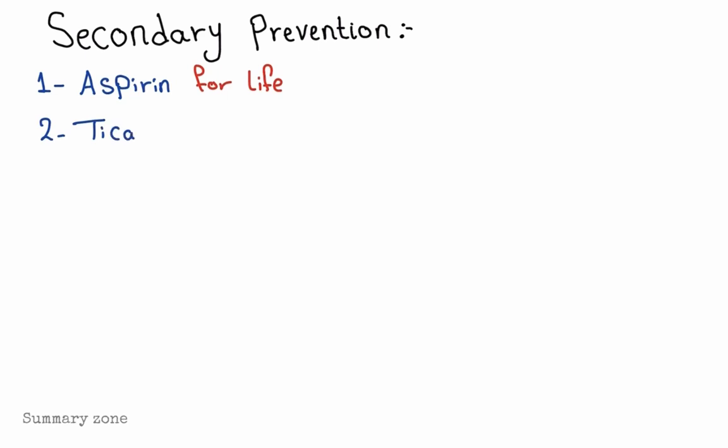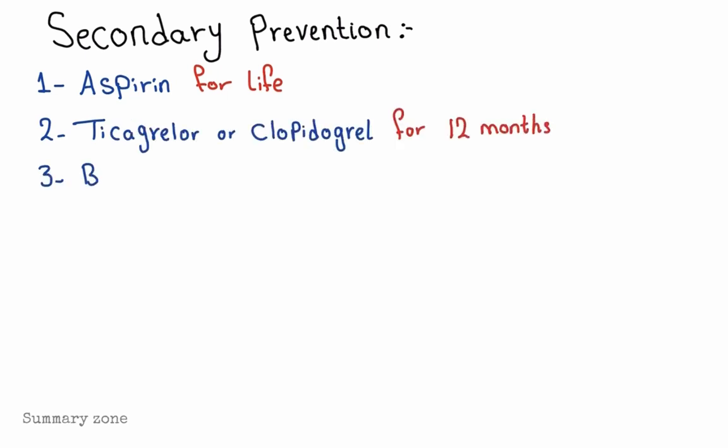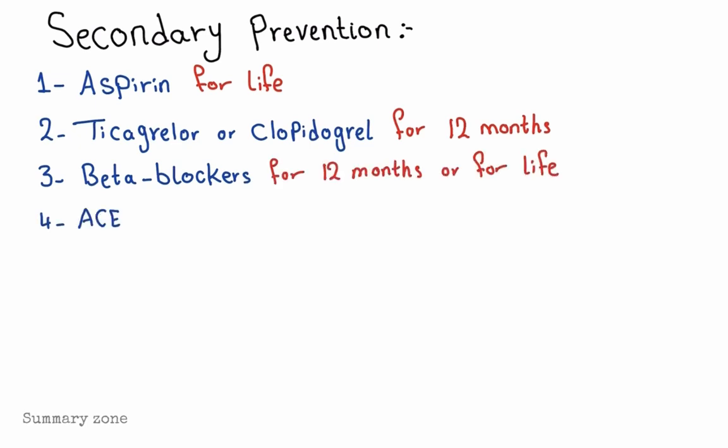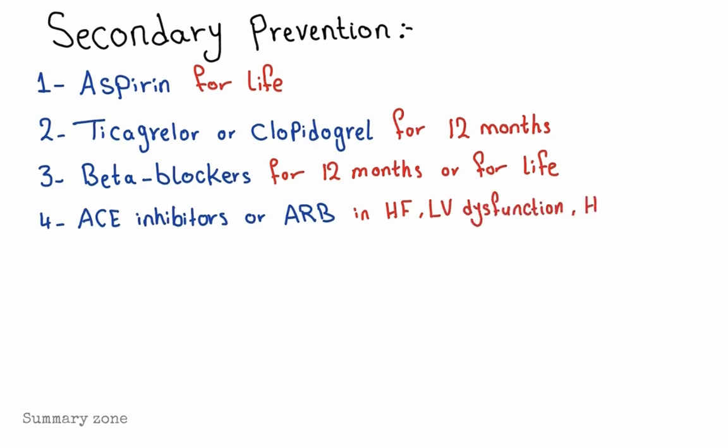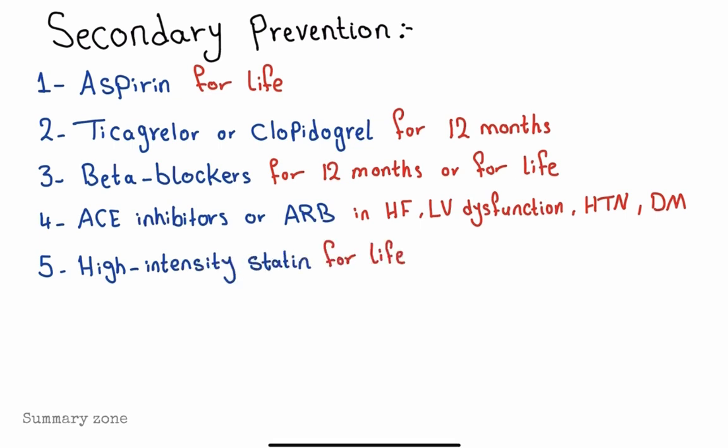The long-term medication regimen, often called secondary prevention, includes aspirin for life, a second antiplatelet like ticagrelor or clopidogrel for at least 12 months, this is DAPT, beta blockers usually for at least 12 months and often for life, ACE inhibitors or ARBs, especially if they have heart failure, LV dysfunction, hypertension, or diabetes, often continued for life, and high-intensity statin for life.